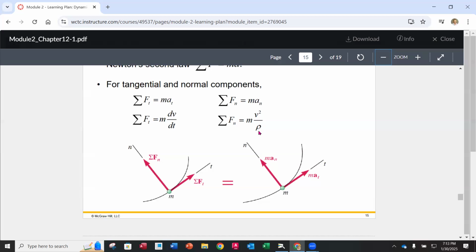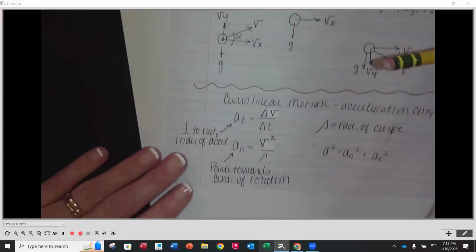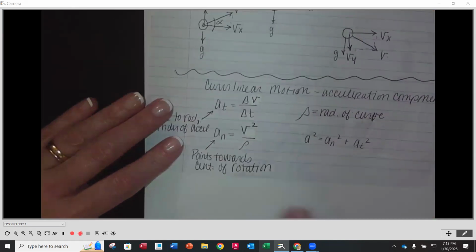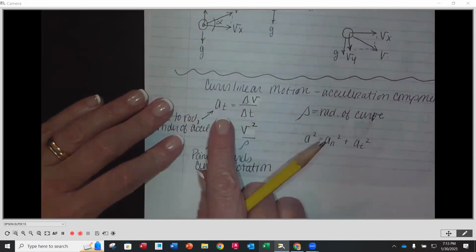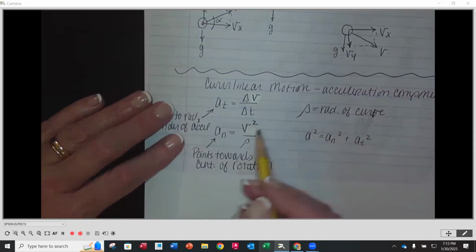Right. Now, additionally, they expanded out the tangential and the normals on how you would find each one of those values. If you recall from chapter 11 or module number 1, I'm going to go underneath here towards, I think it was the last section that we looked at, the equations for determining the actual magnitude of the tangential component of acceleration is going to be the change in velocity over the change in time.